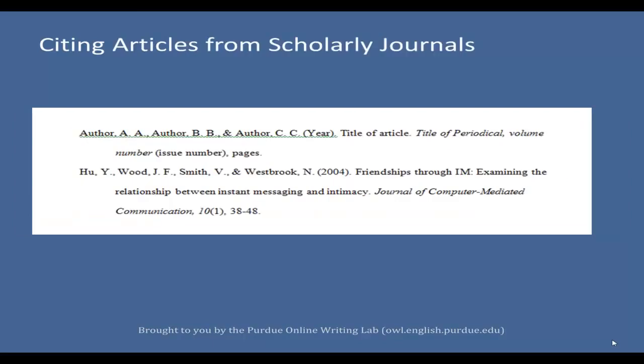To cite an article from a scholarly journal, list the author's name, last name first, followed by first and middle initials and a comma. Indicate the year of publication, then include the title of the article, followed by a period. List the title of the scholarly journal in italics, followed by a comma. Indicate the volume in italics and place the issue number in parentheses and regular font, followed by a comma. Finally, indicate the inclusive pages, followed by a period. Keep in mind that the format for journals paginated by volume versus those paginated by issue is slightly different. See the links in the video description for more information.